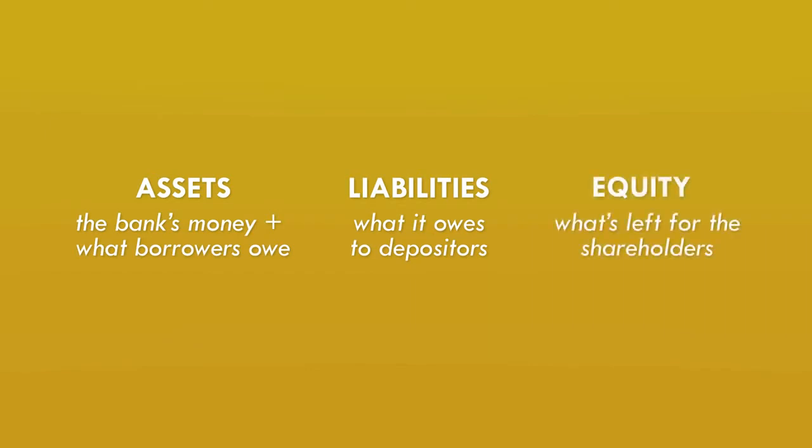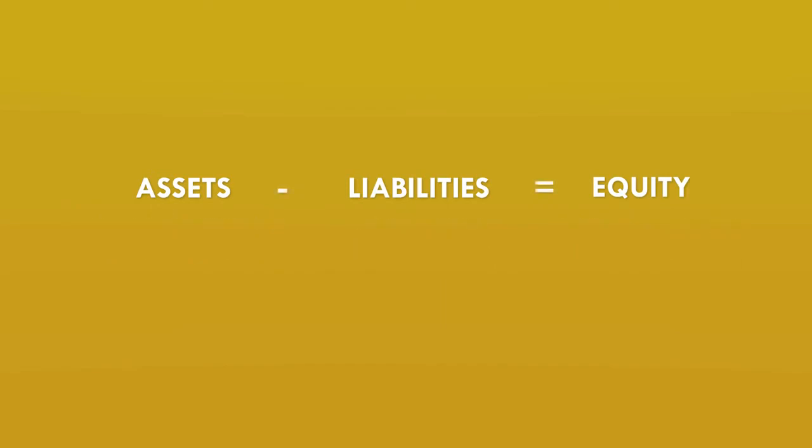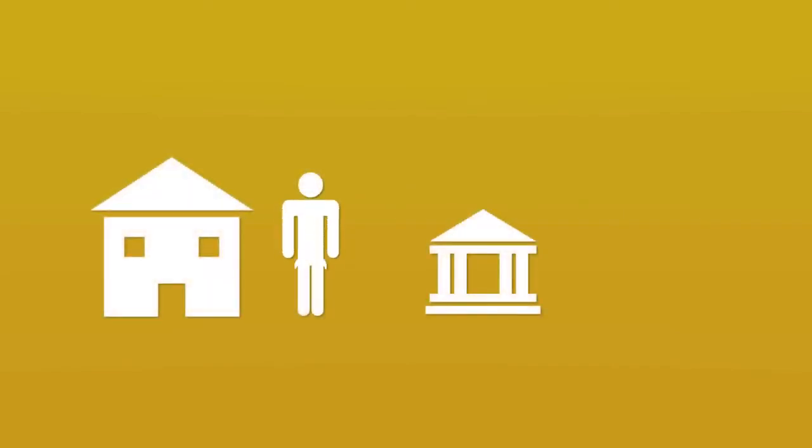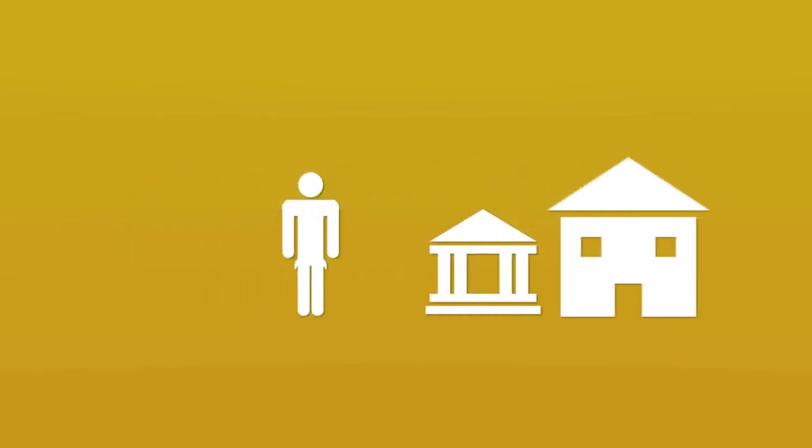Shareholder equity is very simply what's left for the owners of the company when all the assets are sold and all the liabilities are paid off. To avoid going bankrupt, a bank needs to make sure that its assets are greater than its liabilities. When somebody defaults on a loan and stops making repayments, then the bank has to repossess the house and sell it off, usually at an auction.